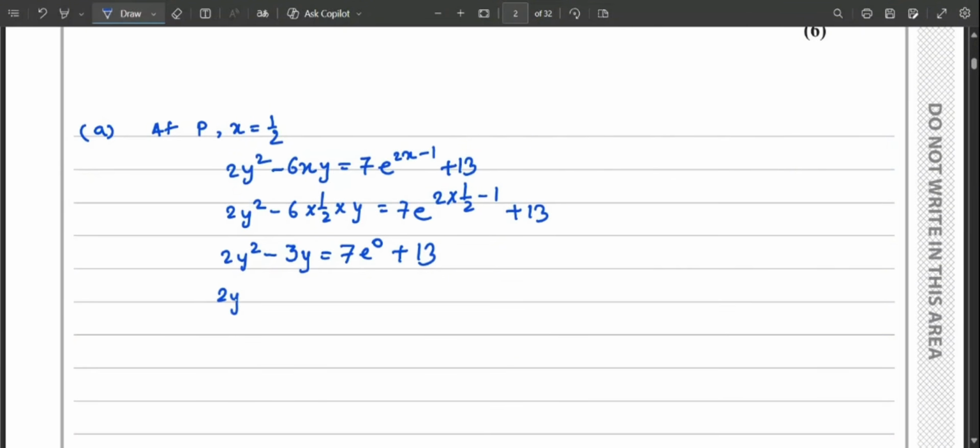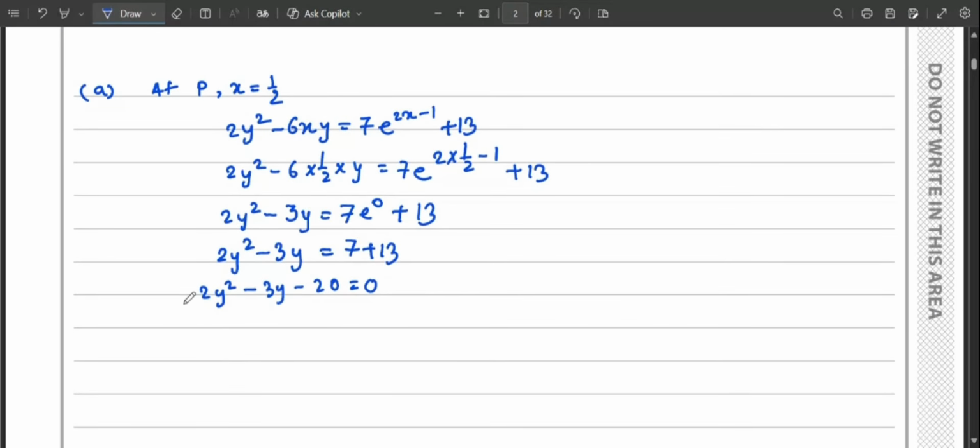Again, we can simplify further. We can see that on our right hand side we have 7 into e to the power of 0. We know that e to the power of 0 is equal to 1. So we will have 7 plus 13 on our right side. Bringing all the terms to the left, we get 2y squared minus 3y minus 20 equals 0. We see here that we have a quadratic equation.